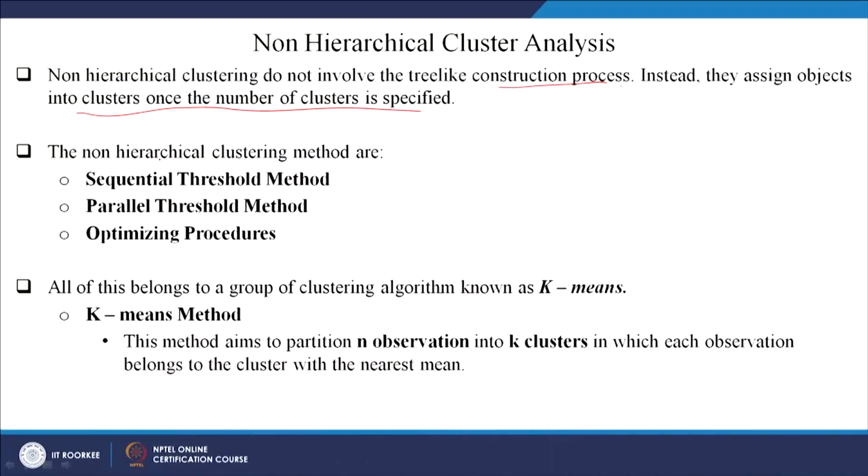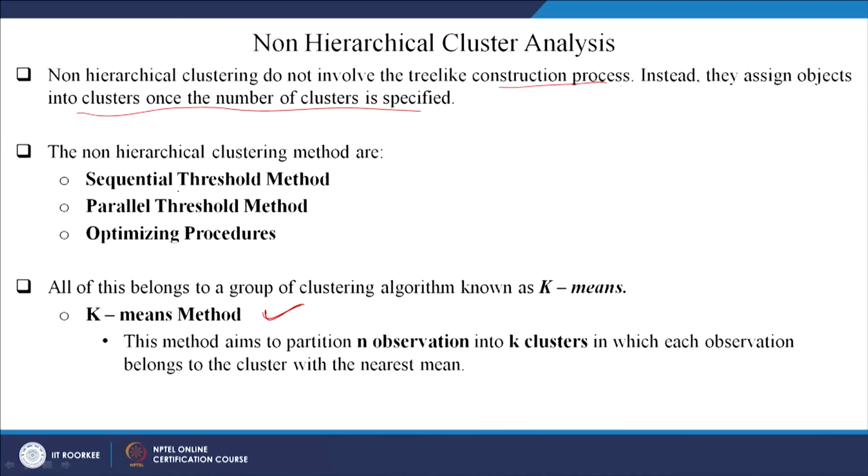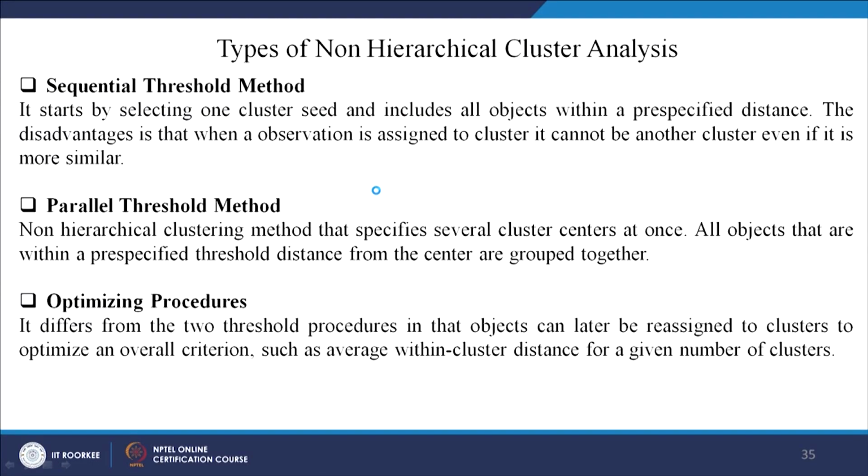There are basically 3 types of non-hierarchical clustering methods, but we are more bothered about the k-means method. If you go to SPSS or anywhere, you will find that there is no name called non-hierarchical clustering, you only find k-means, because almost all the time k-means clustering represents the non-hierarchical method, right. So, sequential, there are 3 methods as you saw here, these 3, right. So, what are they?